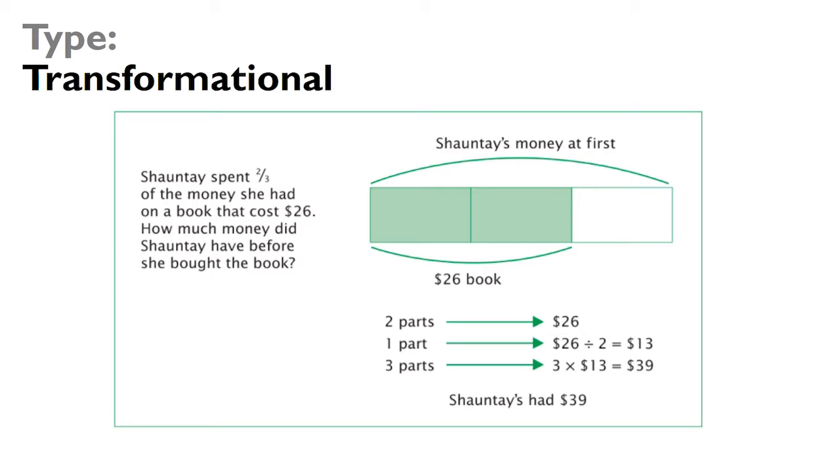Even some basic diagrams used to help clarify the process and the information presented in a math word problem can be considered transformational. Here's a strip diagram that represents the amount of money that Shantae had before spending a certain amount of it on a book, and it graphically represents a change over time, a change in the amount of money that Shantae had after a certain event occurred. So this is, again, a really good example of a transformational graphic.